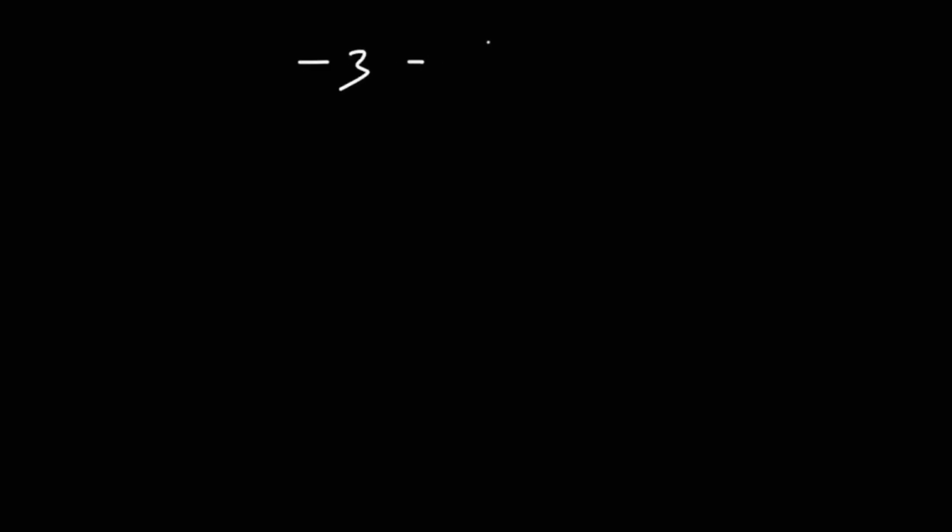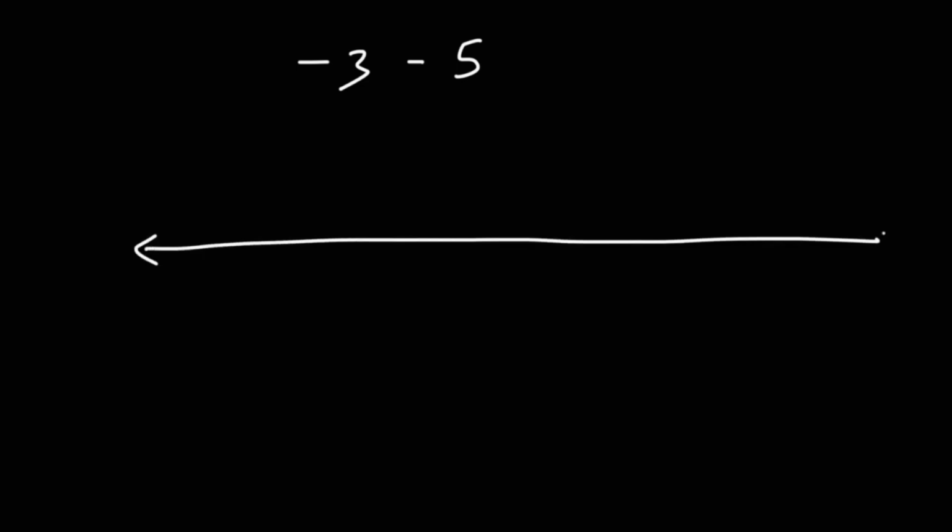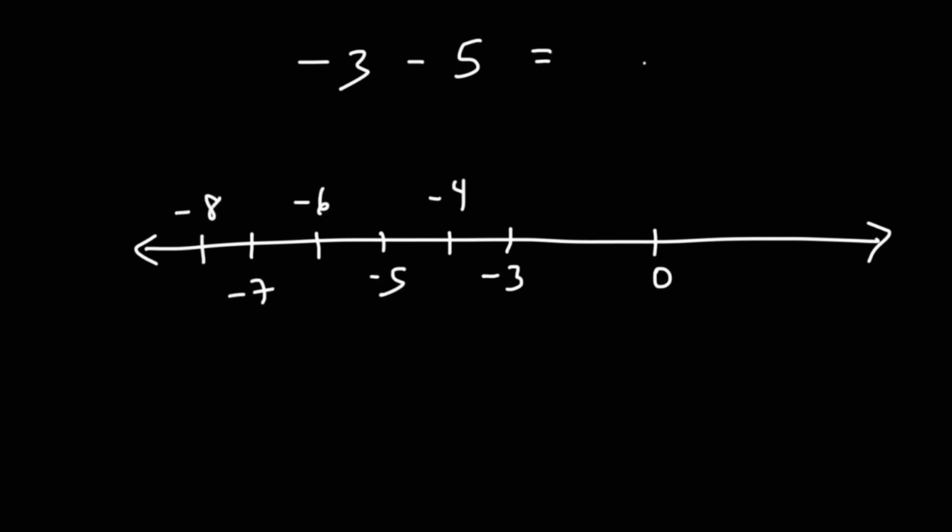Try this one, negative 3 minus 5. So I'm going to put the 0 here. Negative 3 is to the left of 0, and we're subtracting it by 5, so we have to go 5 units to the left. 1, 2, 3, 4, 5. So that's negative 4, negative 5, negative 6, negative 7, negative 8. Thus, negative 3 minus 5 is equal to negative 8.